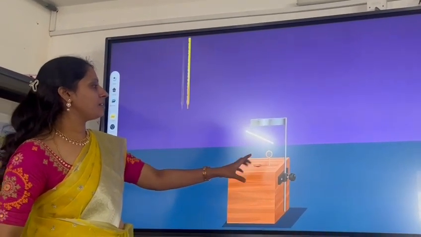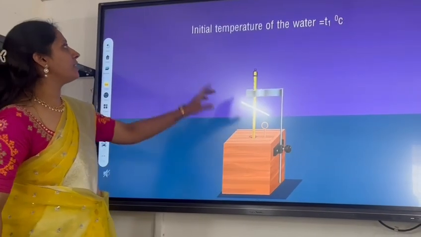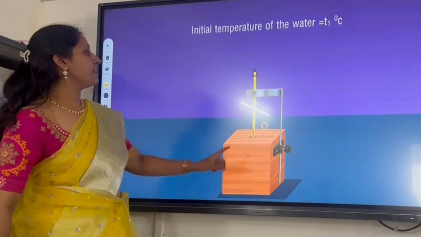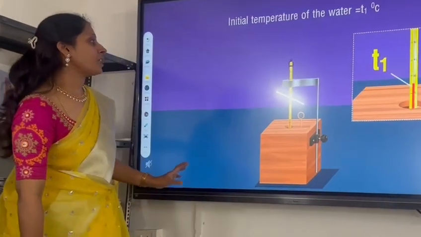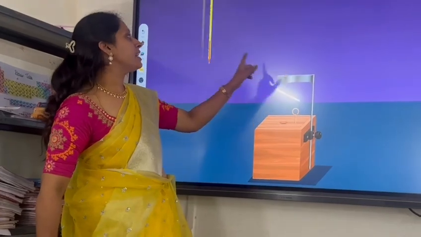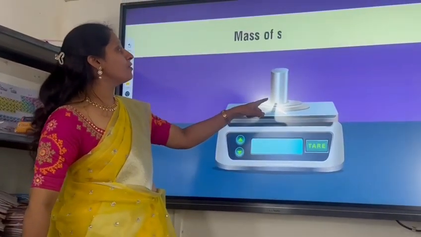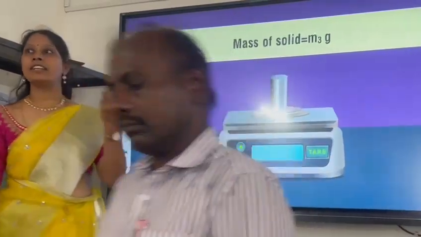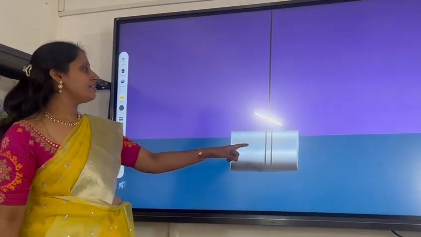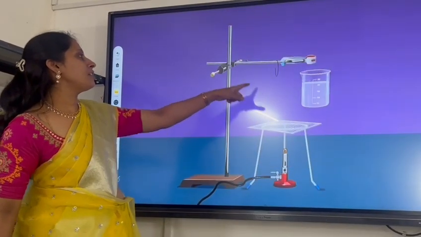Now keep the calorimeter in the thermal insulated cover. Now find the temperature with the thermometer, that is T1. Wait to record the temperature until it gives a stable reading. Now weigh the given solid, that is M3. Now tie it with the inextensible thread at the middle of the solid, and hang it.